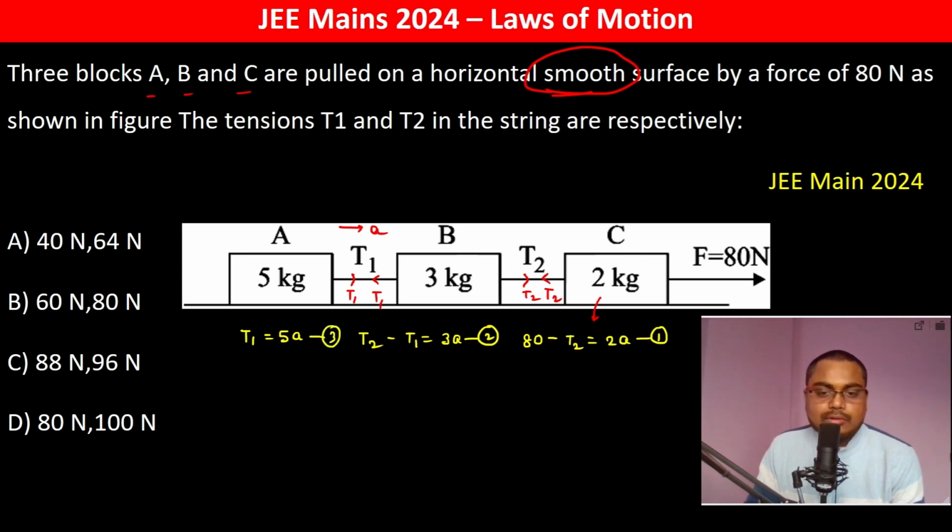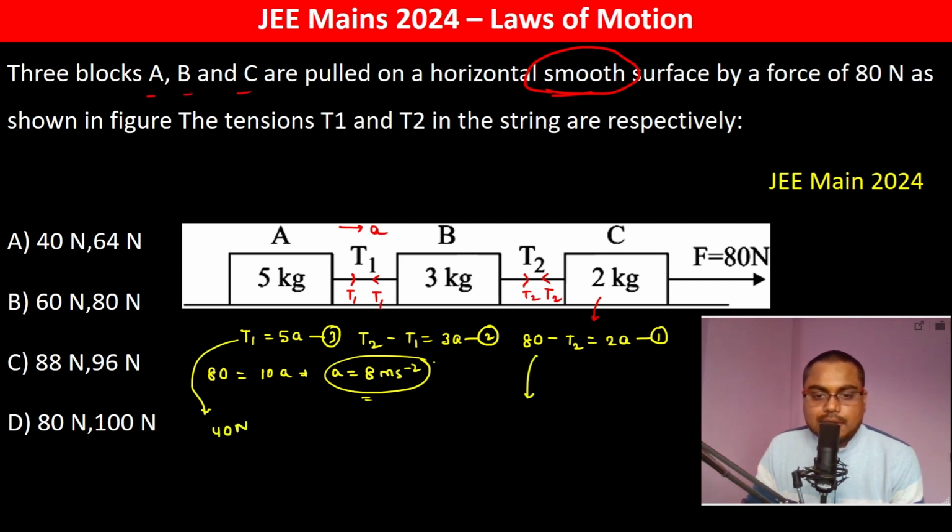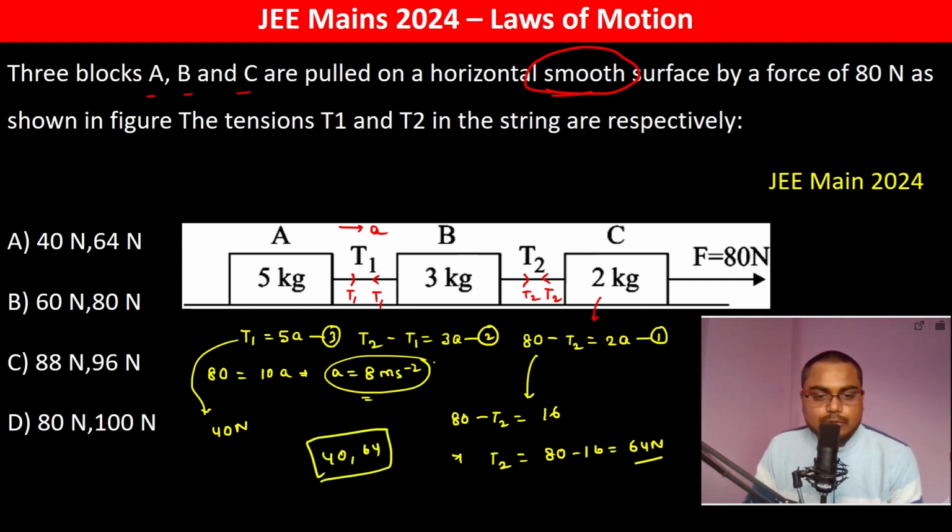Okay. Now तीनों को प्लस कर दीजिए, that becomes 80 is equal to 10A, so A becomes 8 meter per second square. जैसे ही A मिल गया हमको तो T1 हो गया 40 न्यूटन्स, और ये भी निकाल लेते हैं, 80 minus T2 becomes 2 into A, which is 16. So therefore T2 becomes 80 minus 16, which is equal to 64 newtons. So 40 comma 64 is going to be the answer. That is it. Thank you.